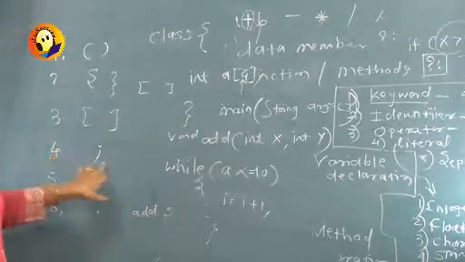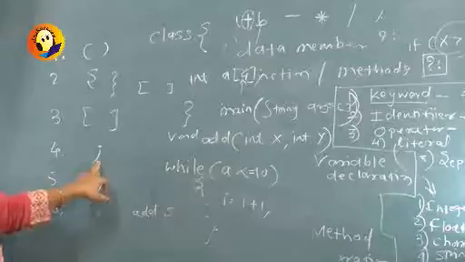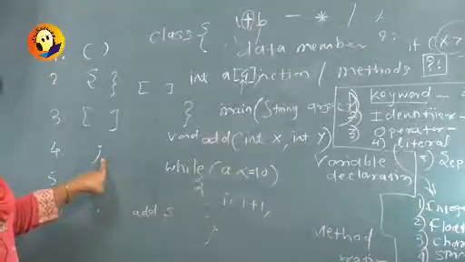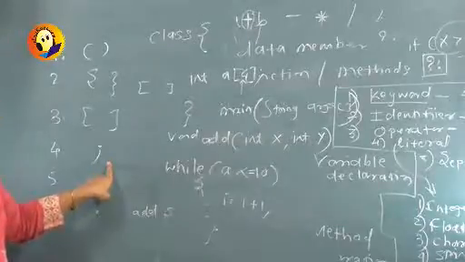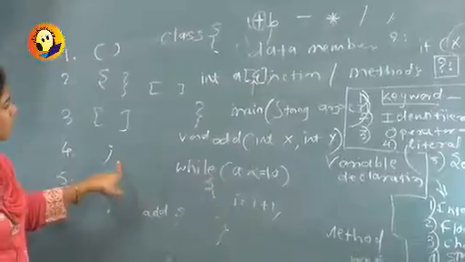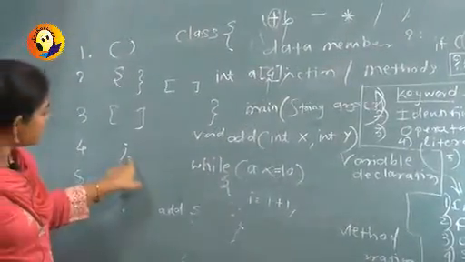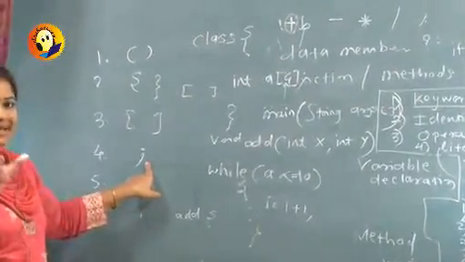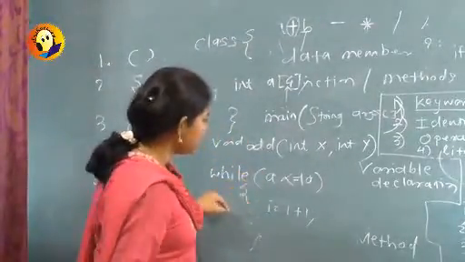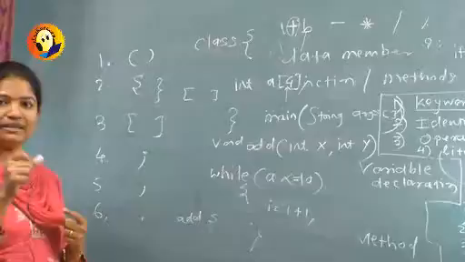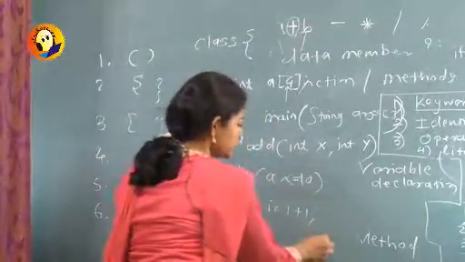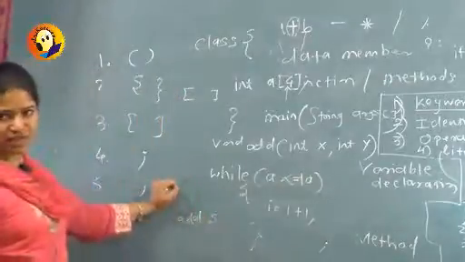Next, the fourth separator is the semicolon. As I have already discussed, in Java each and every statement ends with a semicolon. So every Java statement ends with a semicolon. The semicolon provides the end of a statement. If I have written any statement and want to mark its end, that end is provided with the help of a semicolon. You just need to specify a semicolon at the end of the statement.